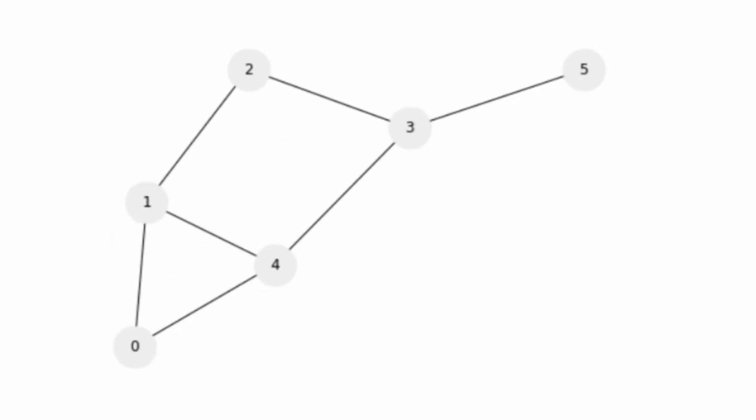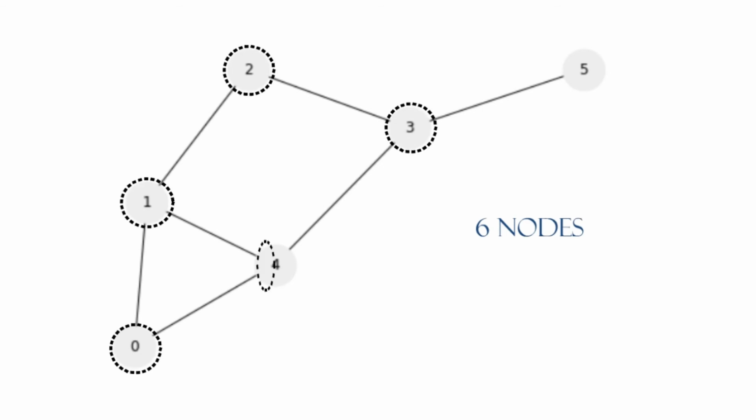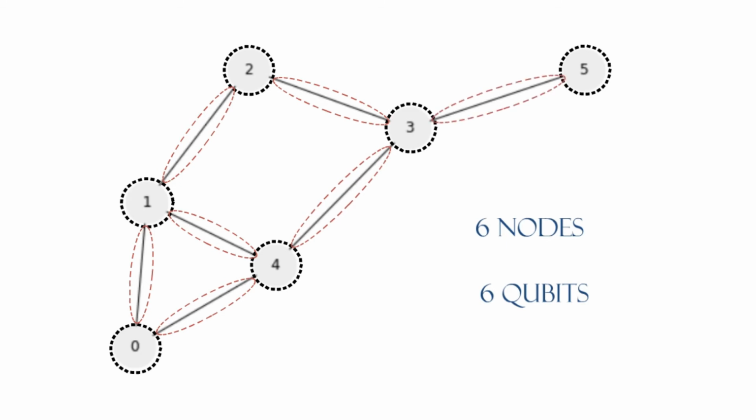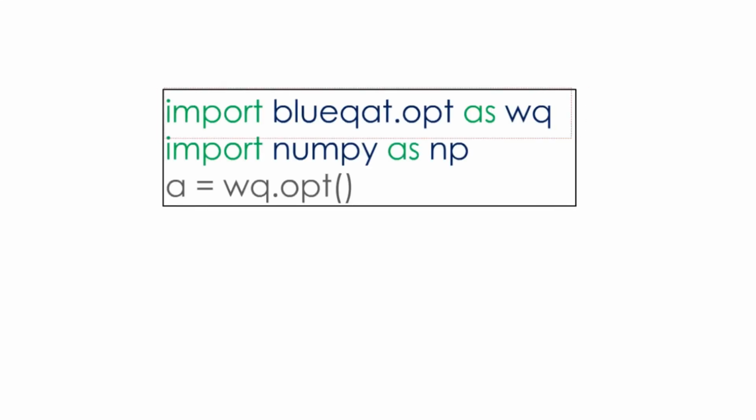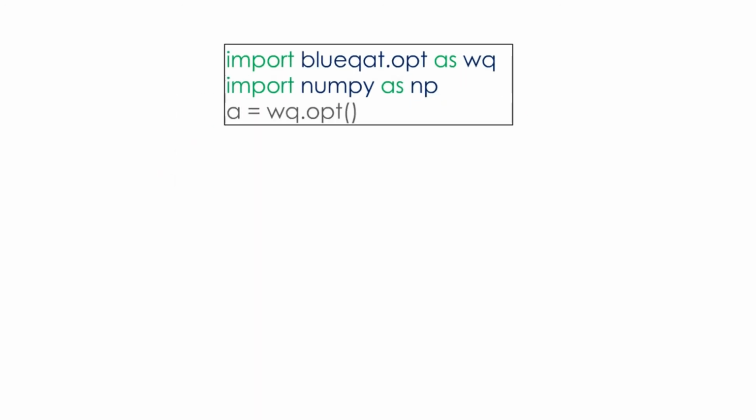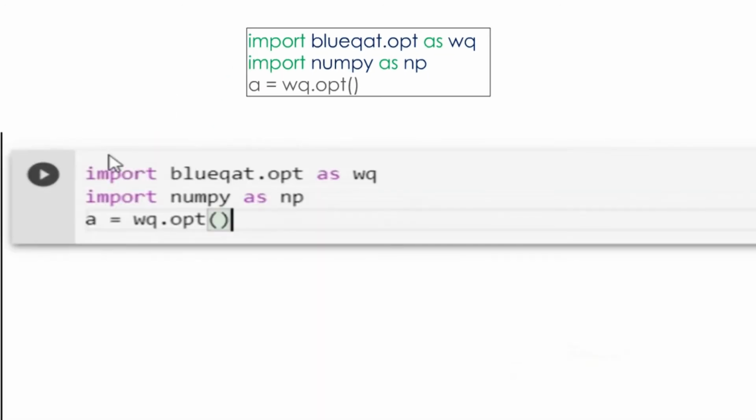Here, the number of nodes is 6, so we prepare 6 qubits. And we try to find clique 3 and put 3 into k in the equation. Then, we will solve it using some matrices to prepare the first and second terms separately. For this, let's import the Blueqat optimization library as wq, and the NumPy library as np. Import these libraries in Google Colab, and run them.